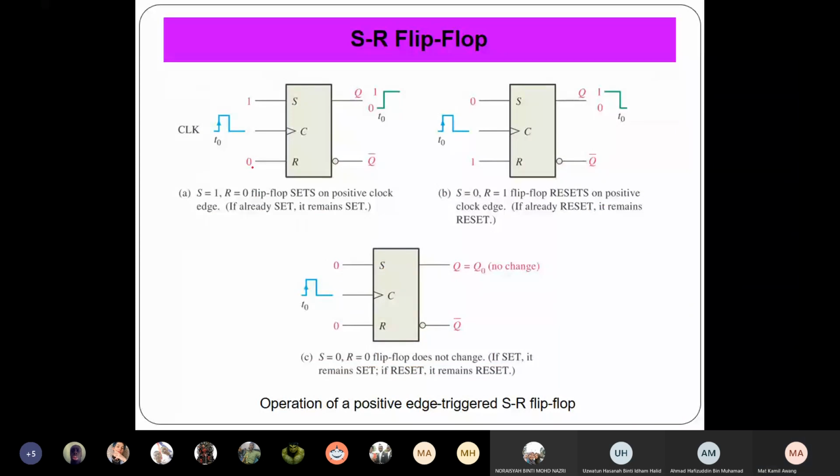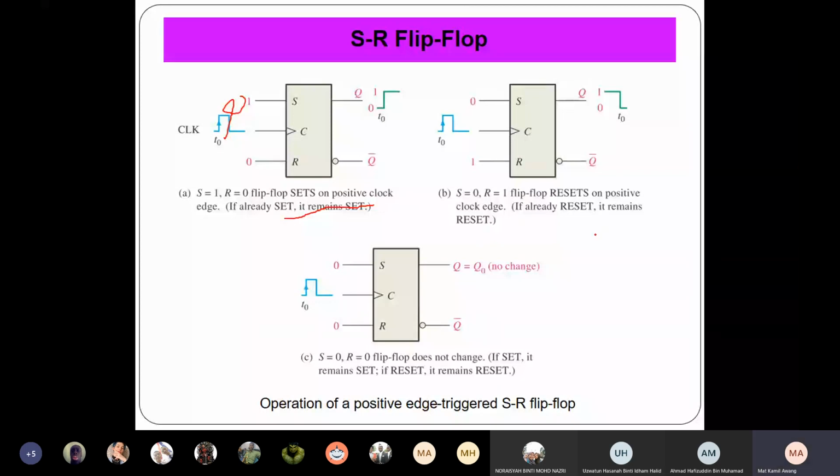So let's say S is 1, R is 0, right? And the flip-flop sets on the positive clock edge. So when there is a positive change from 0 to 1, then the output will change from 0 to 1 because S is 1, it's a set. If Q naught is already set, therefore Q does not change. It remains set. Okay.